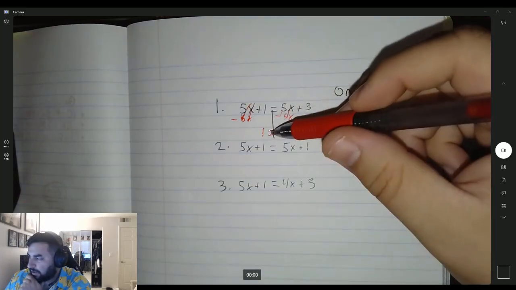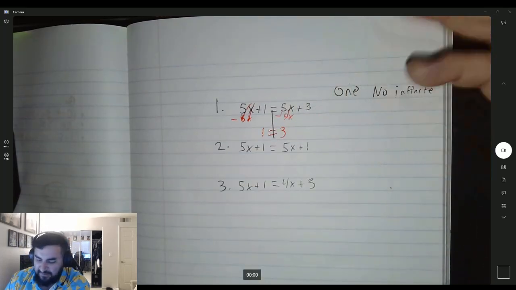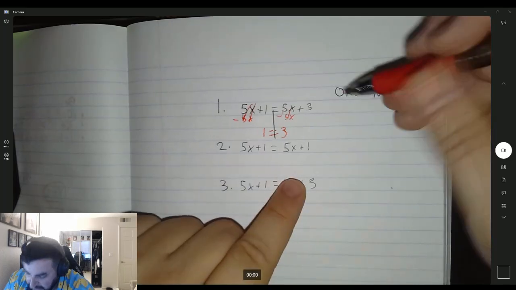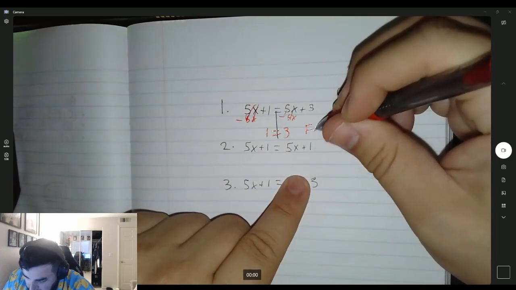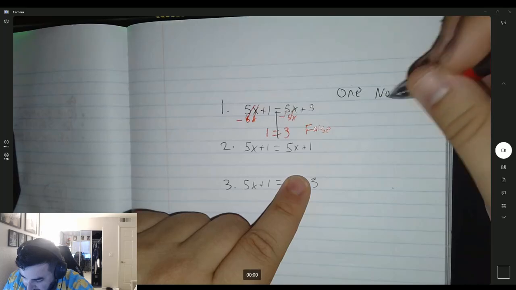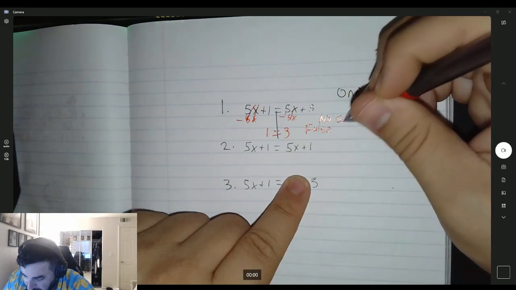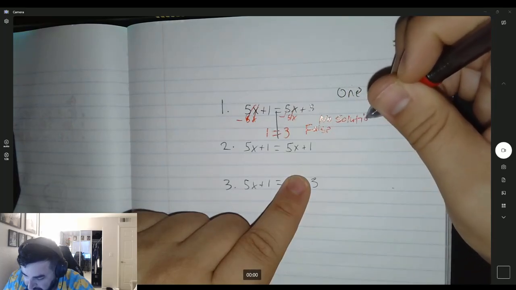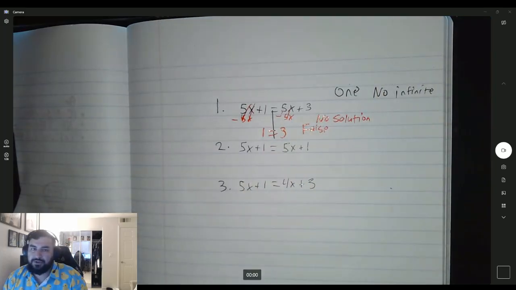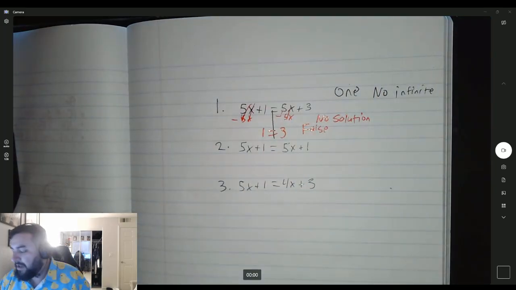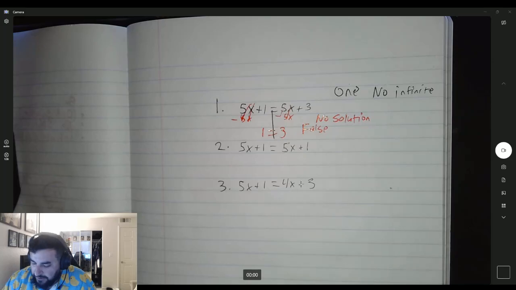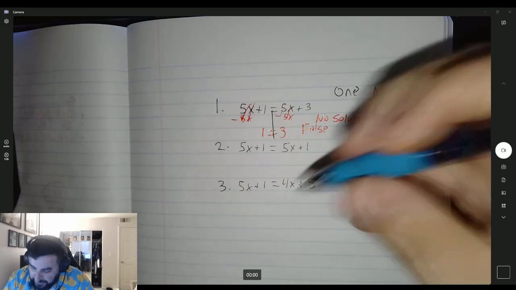Is that true? 1 equals 3? There's no more x's, so I just have a statement. True or false? What do you guys think? That is a false statement, so this has to be a no solution, because it makes no sense. That is not true, right? No solution, it makes no sense. Think about that. Okay? Now over here, next one. I'm going to draw my line.